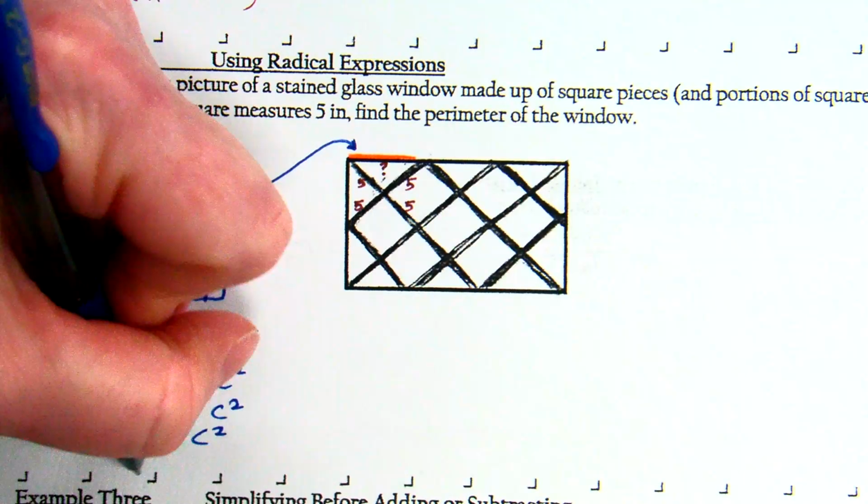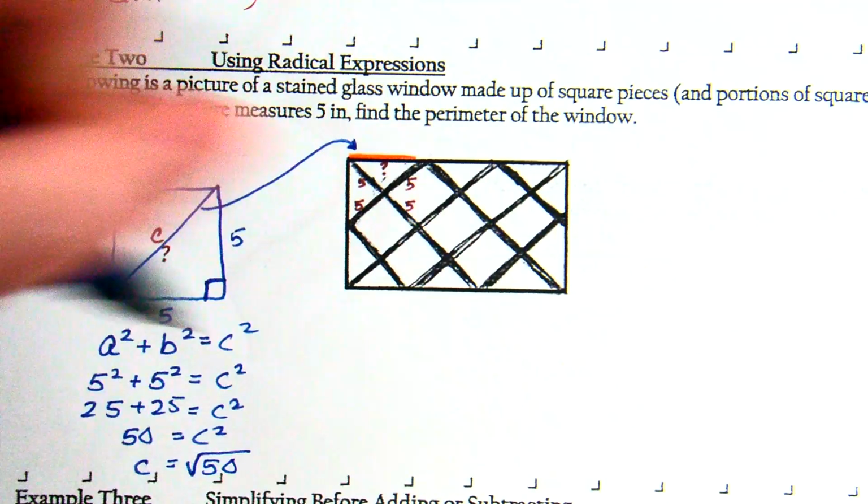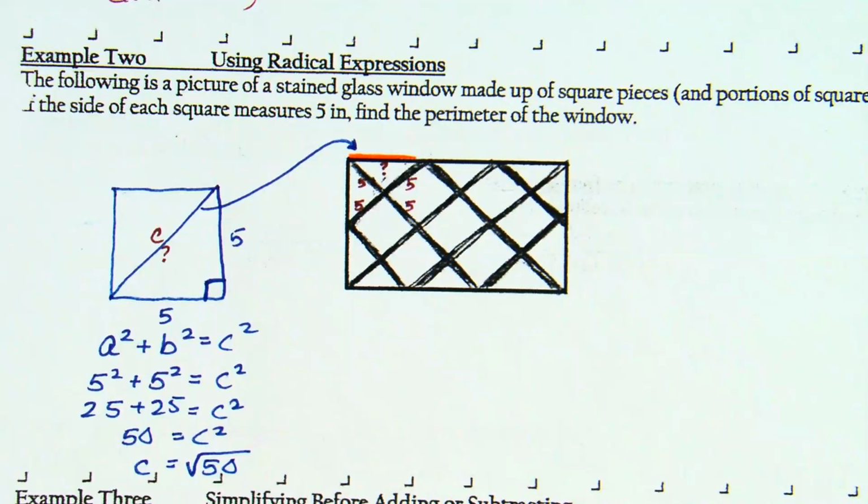Take the square root. And the square root of 50, the decimal, I got 7.07. It is a decimal. However, for the square root of 50, are there any perfect squares in 50?